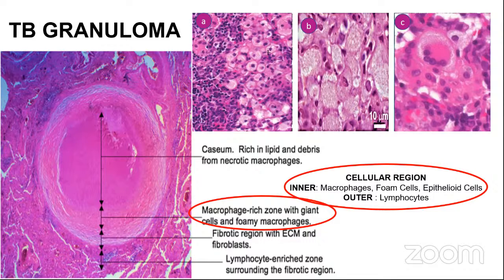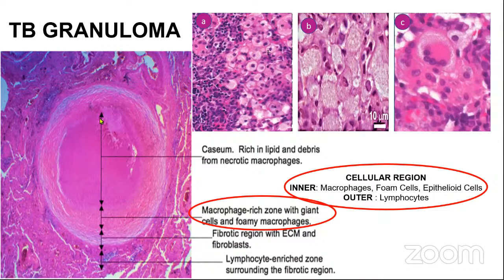And among these lipids, the most active one is trehalose dimycolate. These are derived from the mycolic acids, which are part of the Mycobacterium tuberculosis. So within these tuberculous granulomas, we find that it is inside the foam cell that the mycobacteria can hide and survive. So foam cells accumulate in the outermost ring, in the outer portion of the tuberculous granuloma. This is where you will find foam cells accumulating along with epithelioid cells and macrophages.